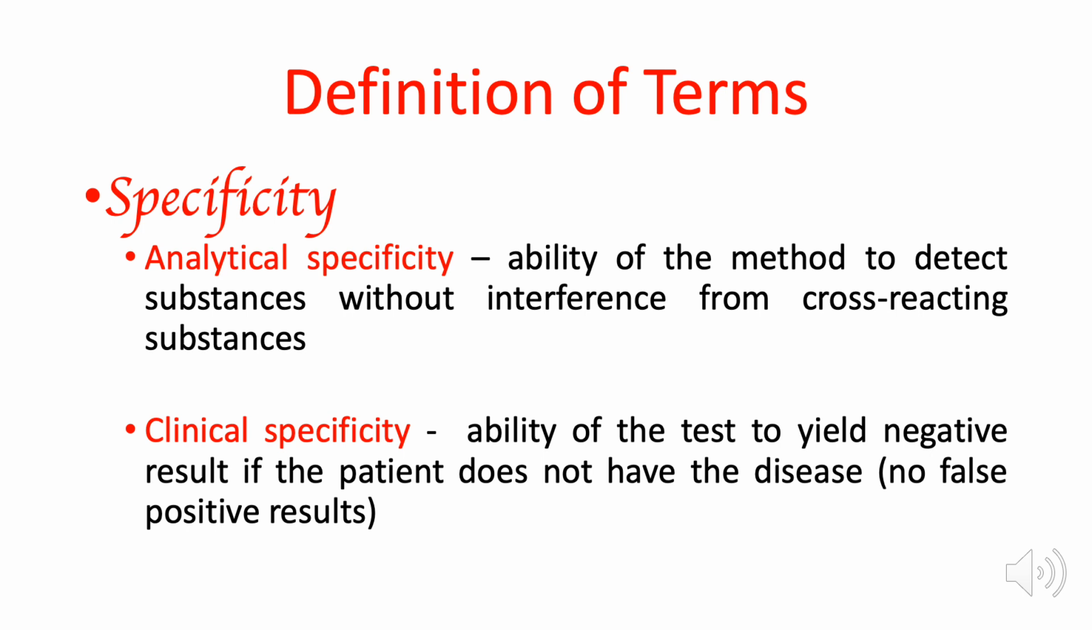Next are the terms analytical specificity and clinical specificity. A method is analytically specific if it will only detect the analyte that you want to determine or measure in the lab. So therefore, there is no presence of other interfering substances. So if you want to measure glucose in the blood of the patient, the other carbohydrates present in the sample of the patient must not react with the reagent of that method.